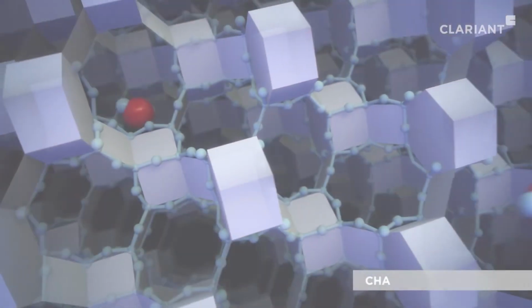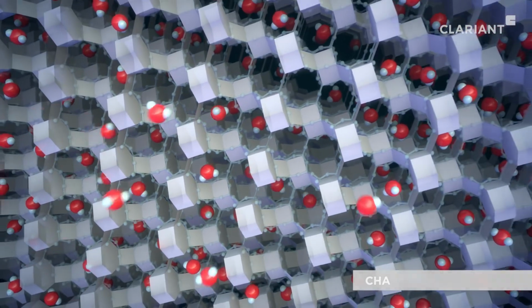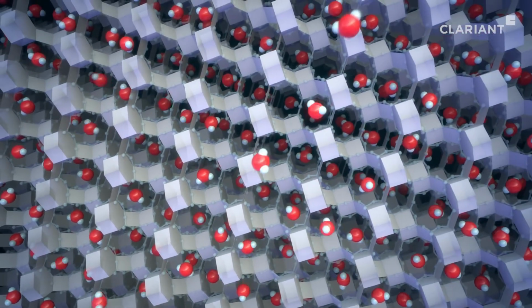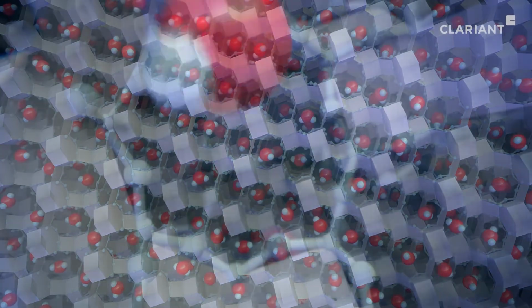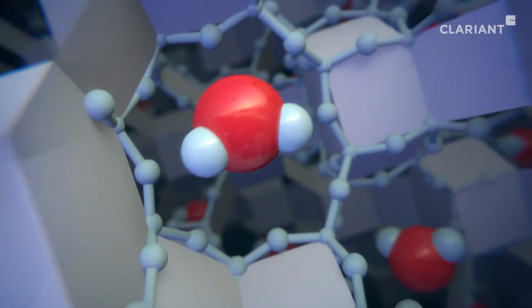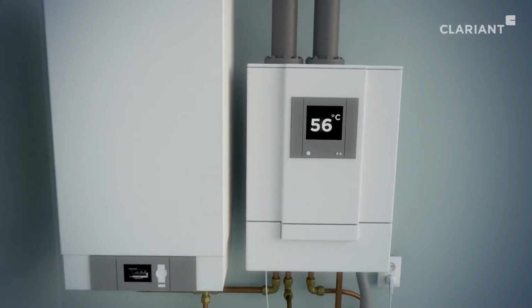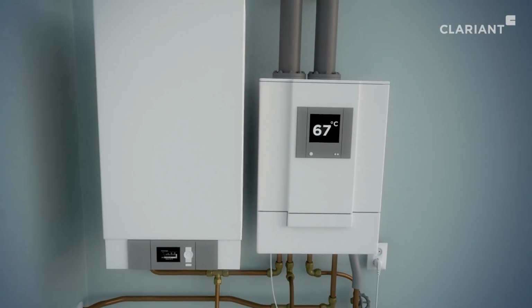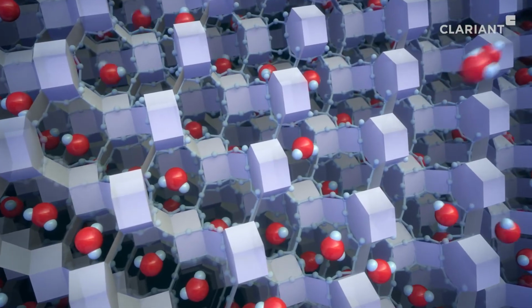Chabazites are able to adsorb water molecules from the gas phase up to 30% of their own weight. During adsorption, these water molecules bind to the zeolite surface and emit energy. This technology allows renewable resources, such as solar energy, to be used as efficient sources of heat, for example in heat pumps, to generate heat efficiently with low power consumption.